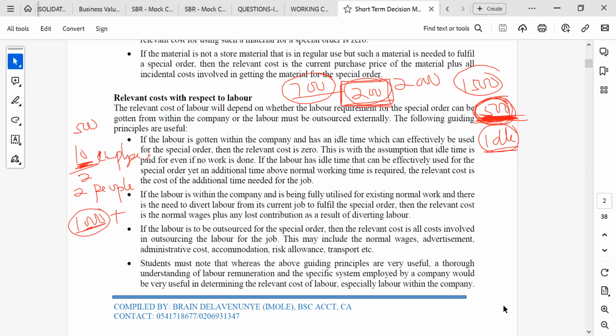What is their salary? Are you paying any agent for their recruitment? The cost that you are going to incur to bring them is the relevant cost. If not for the contract, you won't bring anybody. You won't incur those costs. So that will be the relevant cost. All right.